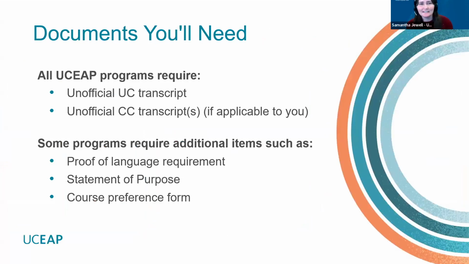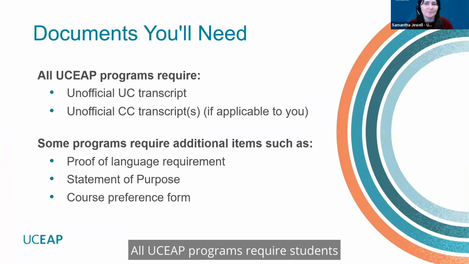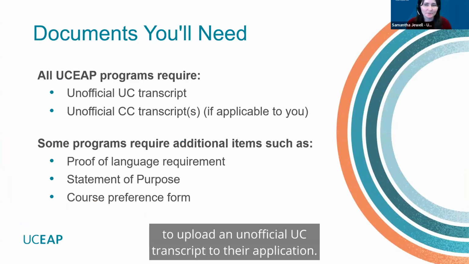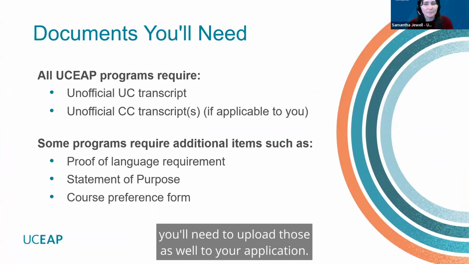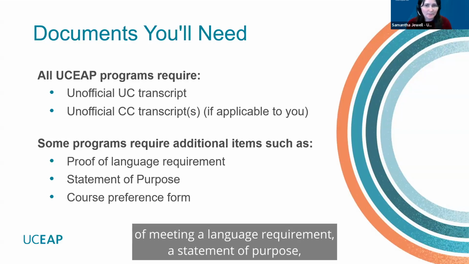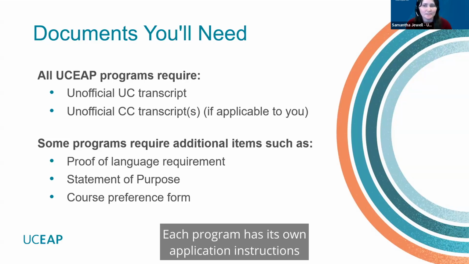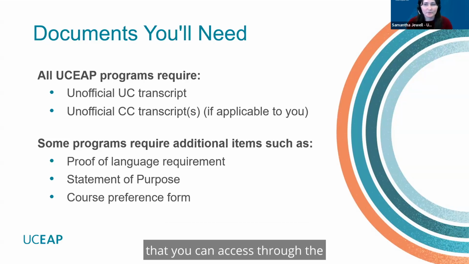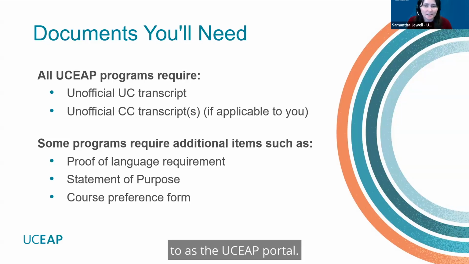All right, thanks, Claudia. Here's an overview of the documents that you'll need for your application. All UCEAP programs require students to upload an unofficial UC transcript to their application. If you're a transfer student or you have any community college transcripts, you will need to upload those as well to your application. Some programs have additional application materials that are required, such as proof of meeting a language requirement, a statement of purpose, or a course preference form. Each program has its own application instructions that you can access through the UCEAP application portal, which is usually just referred to as the UCEAP portal.